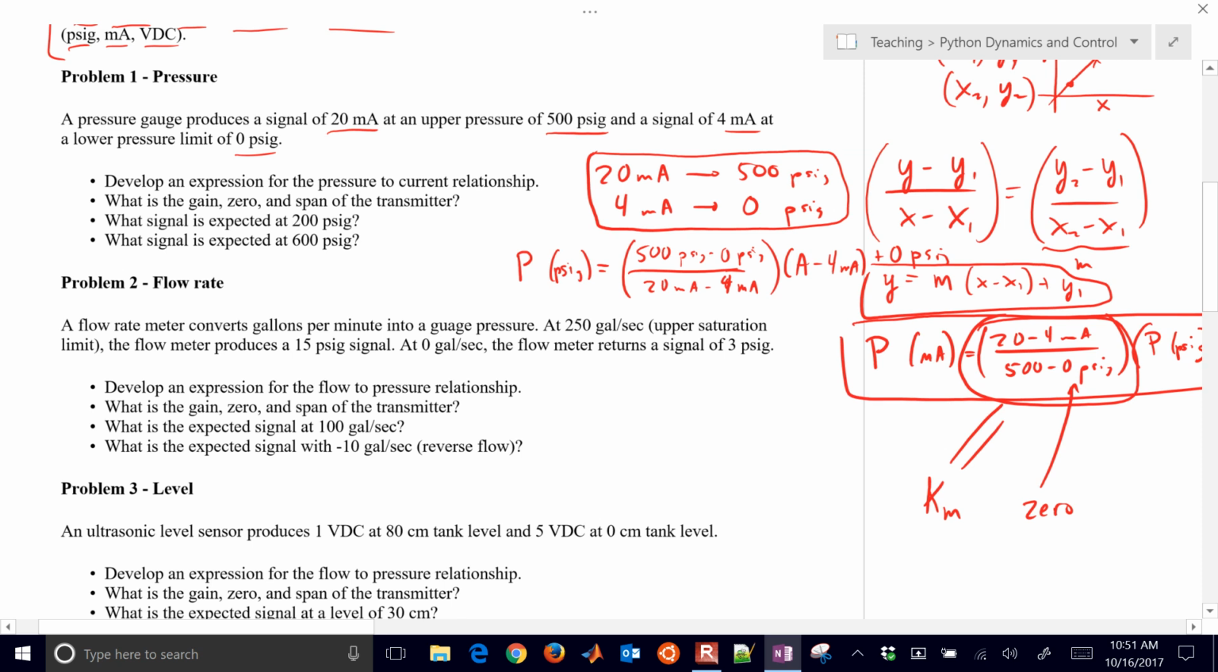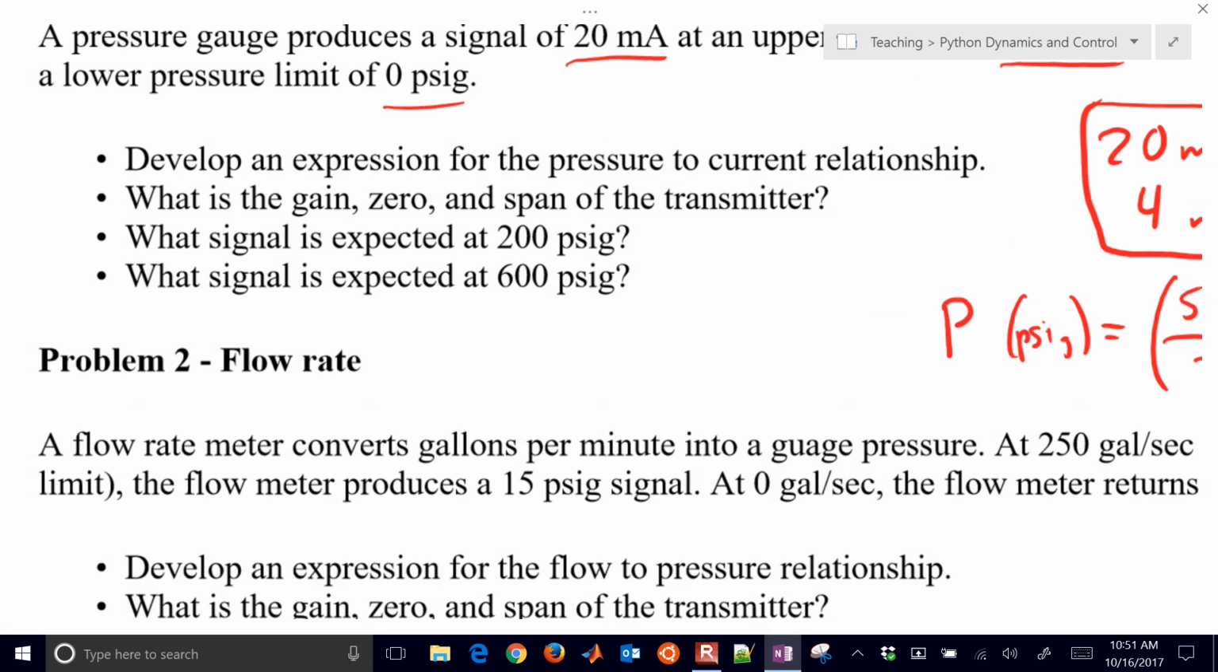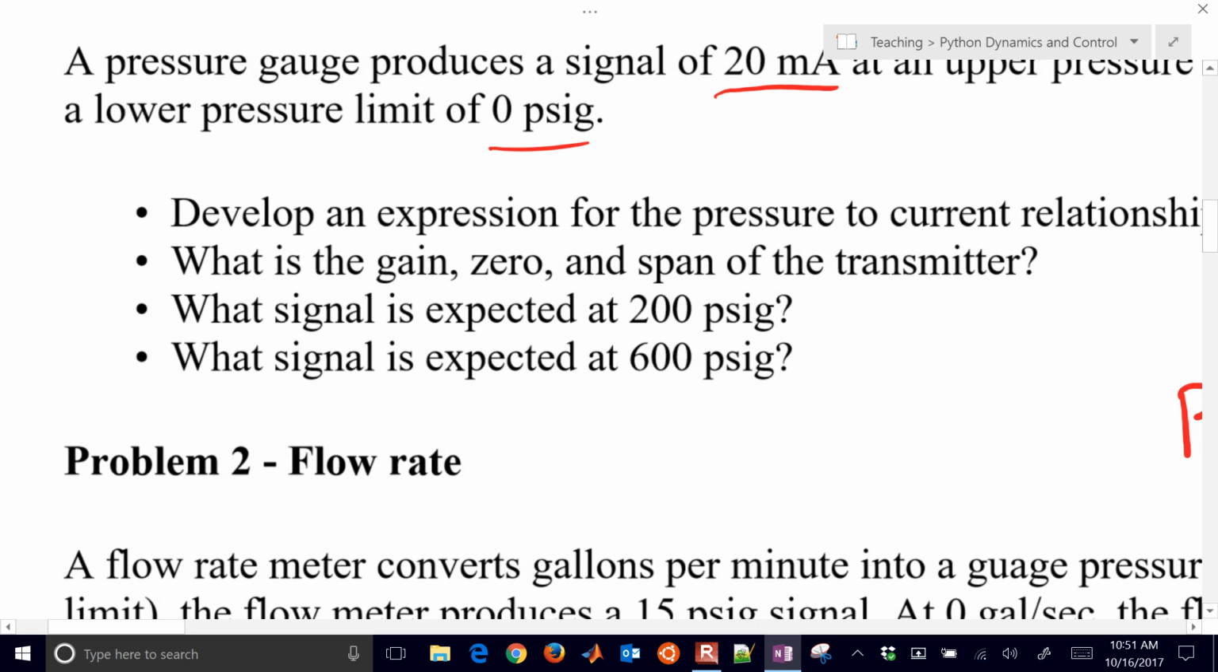If it went from 500 to 100, then our zero would be 100 psig. And then the span of the transmitter is the 500 to 0 to 500. That's our span, or a span of 500 would be the range. Okay, so there is our expression. We have the gain, zero, and span of the transmitter. And then we have a couple questions.